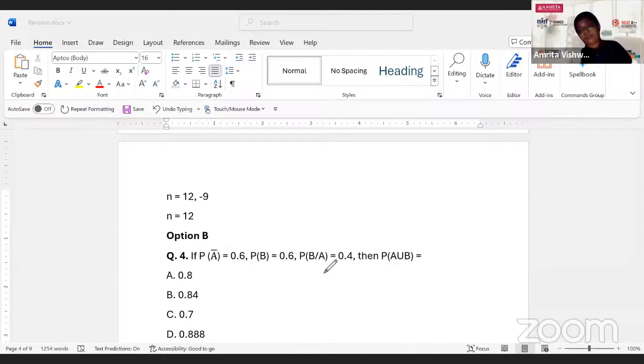Now P of B by A, P of A and B. Think of the formulas where you have all these things, the very basic formulas of the chapter that you have studied. Which formula you have to substitute, whether you have to find P of A, or P of A intersection B, or P of A bar B, so that you will be able to get P of A union B. This is what they ask. And the options are 0.8, 0.84, 0.7, 0.888.